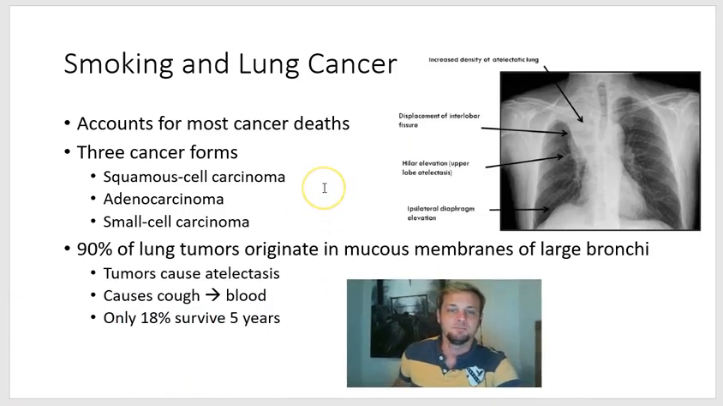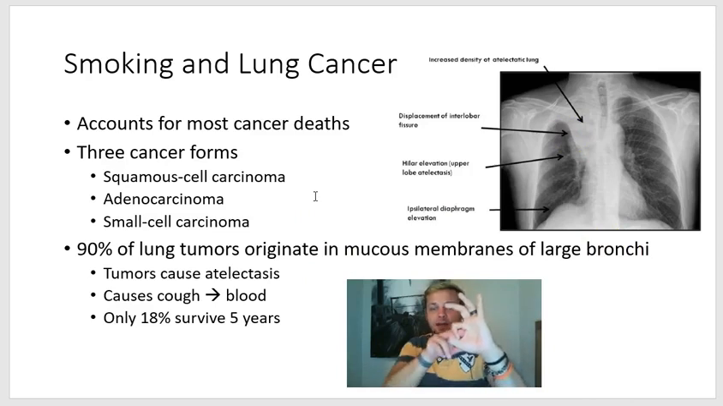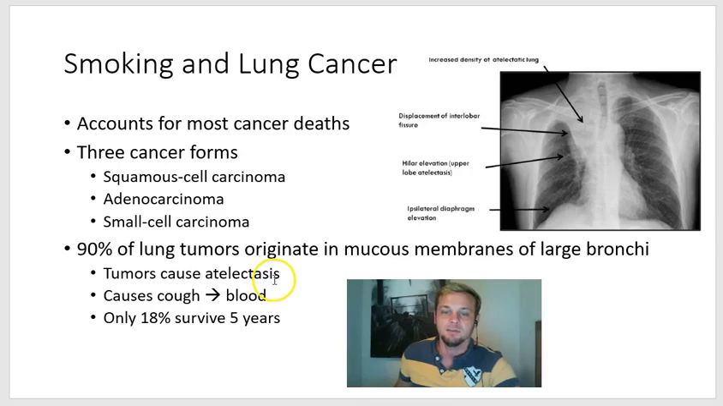All right, so smoking, lung cancer accounts for some of the most numerous cancer deaths. 3 types: squamous, adeno, small. 90% start in the mucous membranes of the bronchi. If the tumor happens in the bronchi, it can block off that bronchiole. And if that happens, you can have atelectasis, or the collapse of a lung.